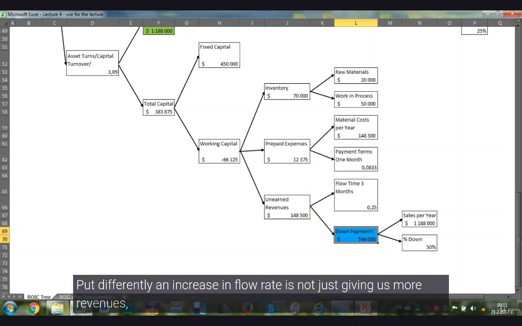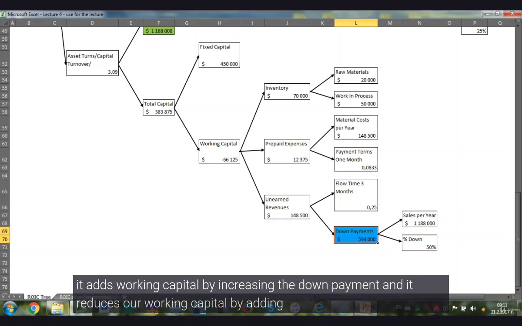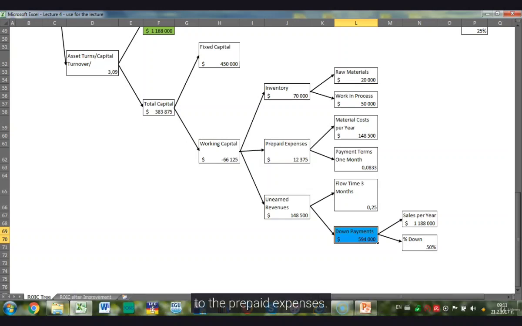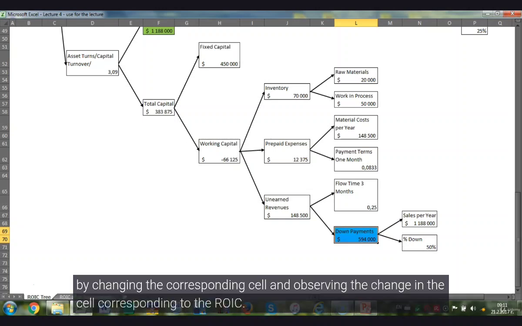Thus, when building the spreadsheet, it is important to keep all these usages of one variable connected. Put differently, an increase in flow rate is not just giving us more revenues, it also creates more material costs, it adds working capital by increasing the down payments, and it reduces our working capital by adding to the prepaid expenses. Once we are equipped with such a spreadsheet model, we can easily find the impact of an operational variable by changing the corresponding cell and observing the change in the cell corresponding to the ROIC.